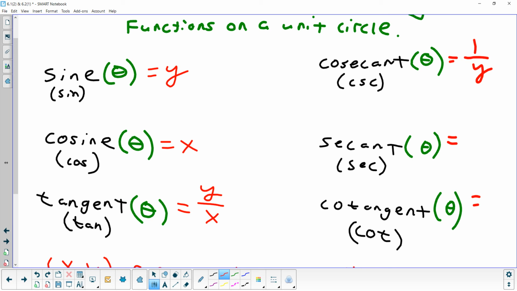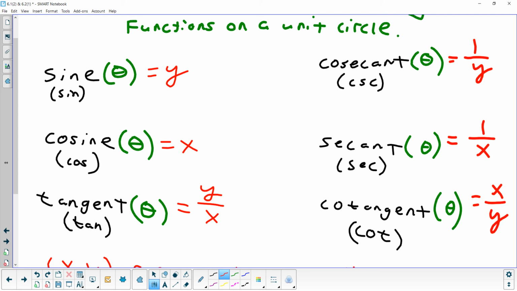Since all of these are reciprocals, anybody have a guess what the secant would be? 1 over x. It's the reciprocal of the cosine. And how about cotangent? X over y.